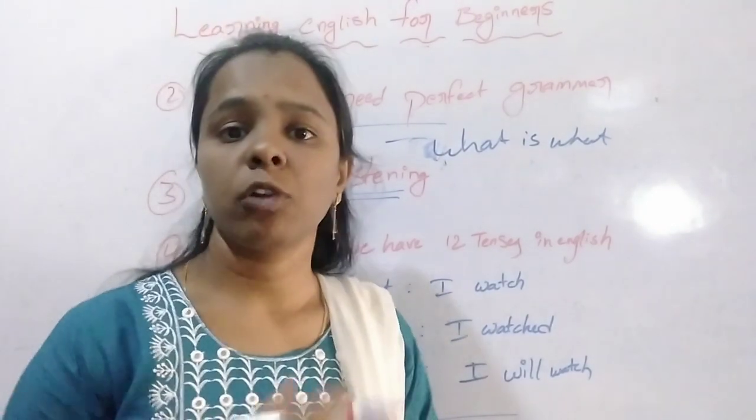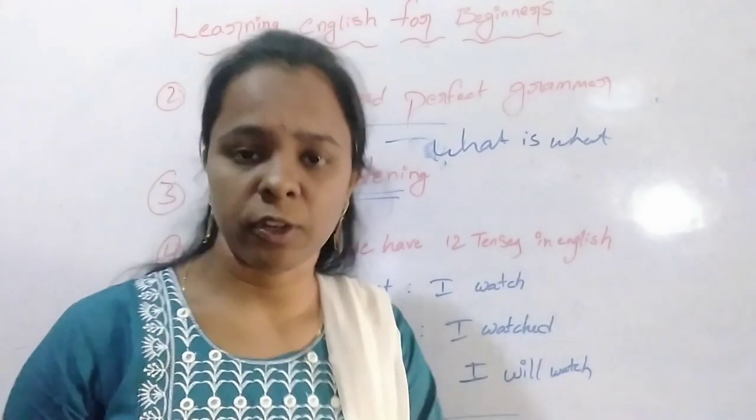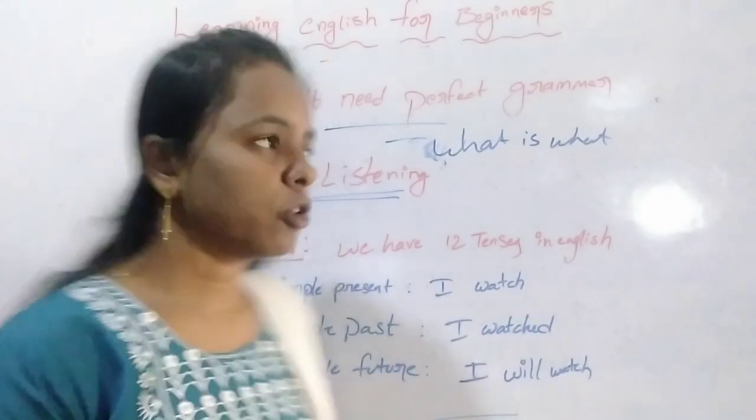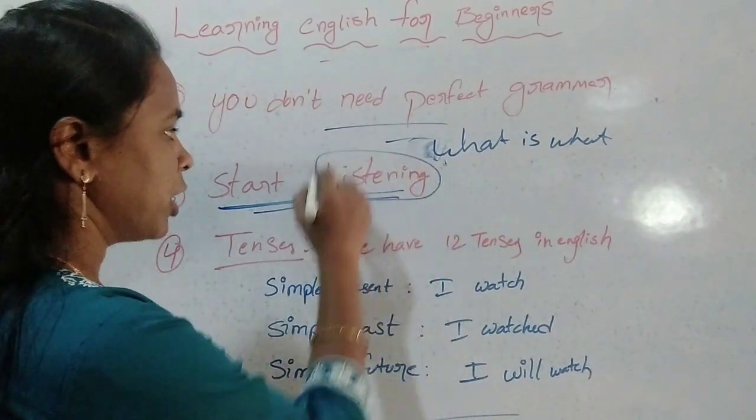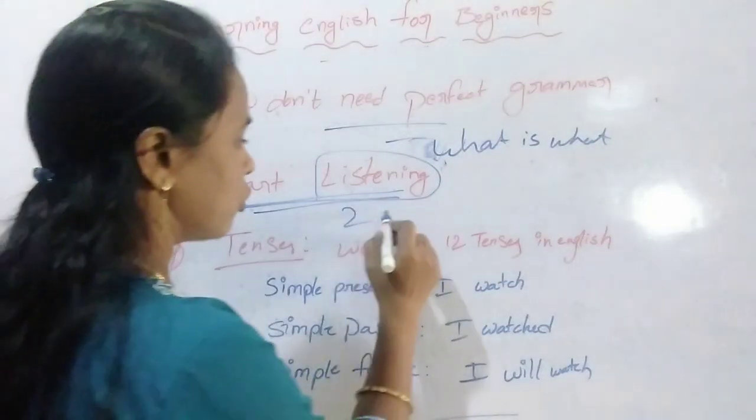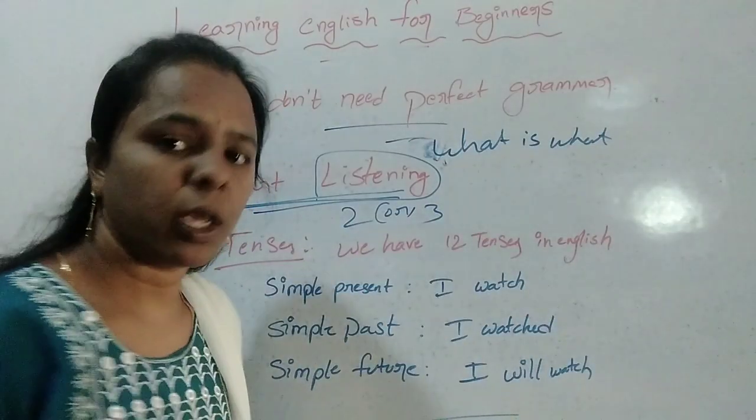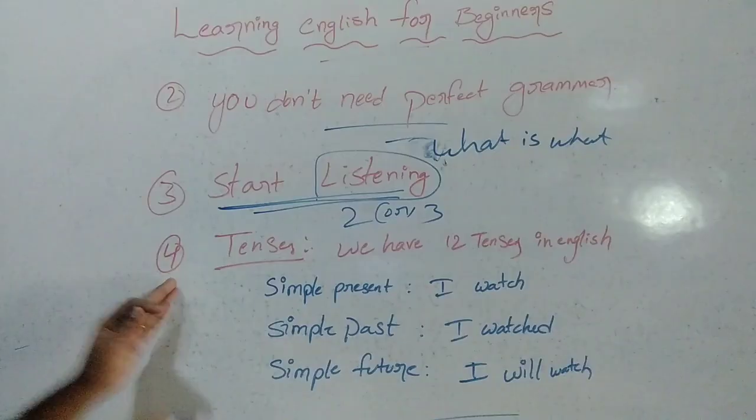It's very easy to learn English language when you follow the steps, when you know the ways to learn English language. So you need to follow. Listen to any video, at least just 2 or 3 minutes. It's enough. Okay. Fourth one is tenses.